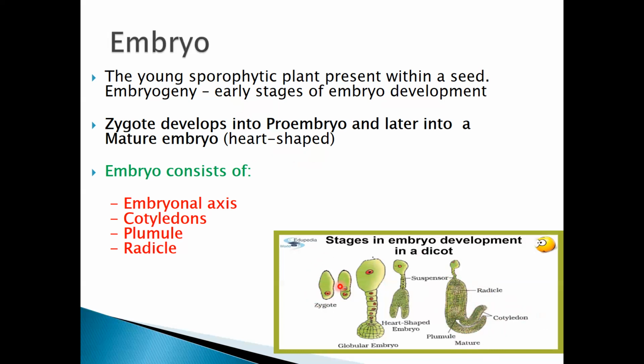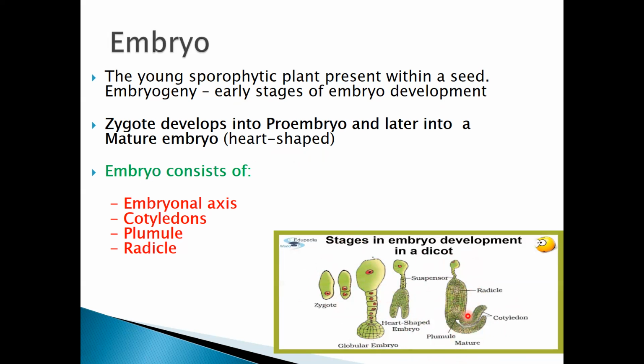First, the zygote. Now remember this. What happens in this embryogeny? Stages of the embryo development. The zygote divides, forms a globular embryo. Later, the heart-shaped embryo and then a mature embryo. Yes, the zygote divides, forms the proembryo, the globular embryo, the heart-shaped embryo, then the mature embryo.